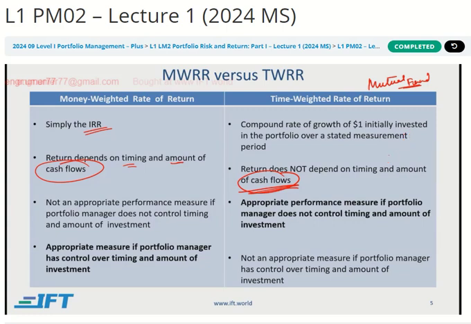So it's not my fault that he missed the bull run, right? So if you want to evaluate my performance, it should not be based on cash flows. It should just be based on the percentage return that I have generated from each holding period to the other holding period.